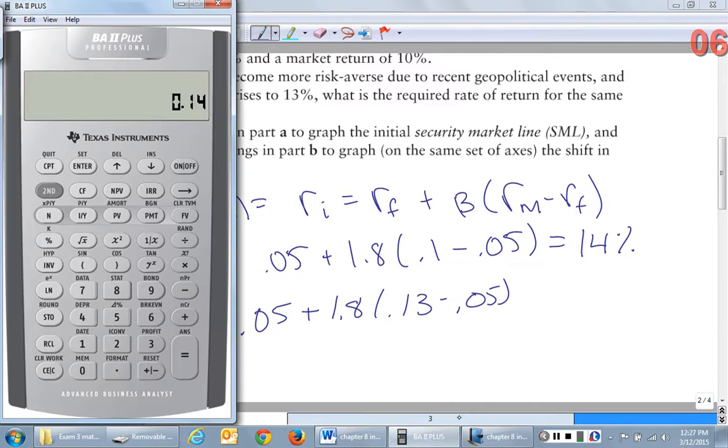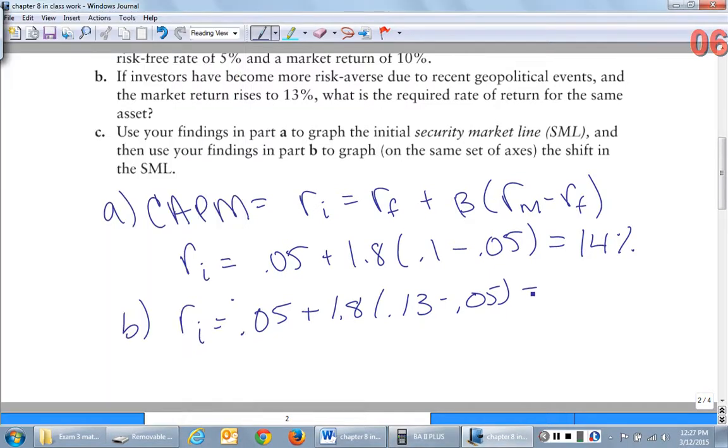So we can plug this into our calculator. We have 1.8 times 8% plus 5%. So our new required return is 19.4%.